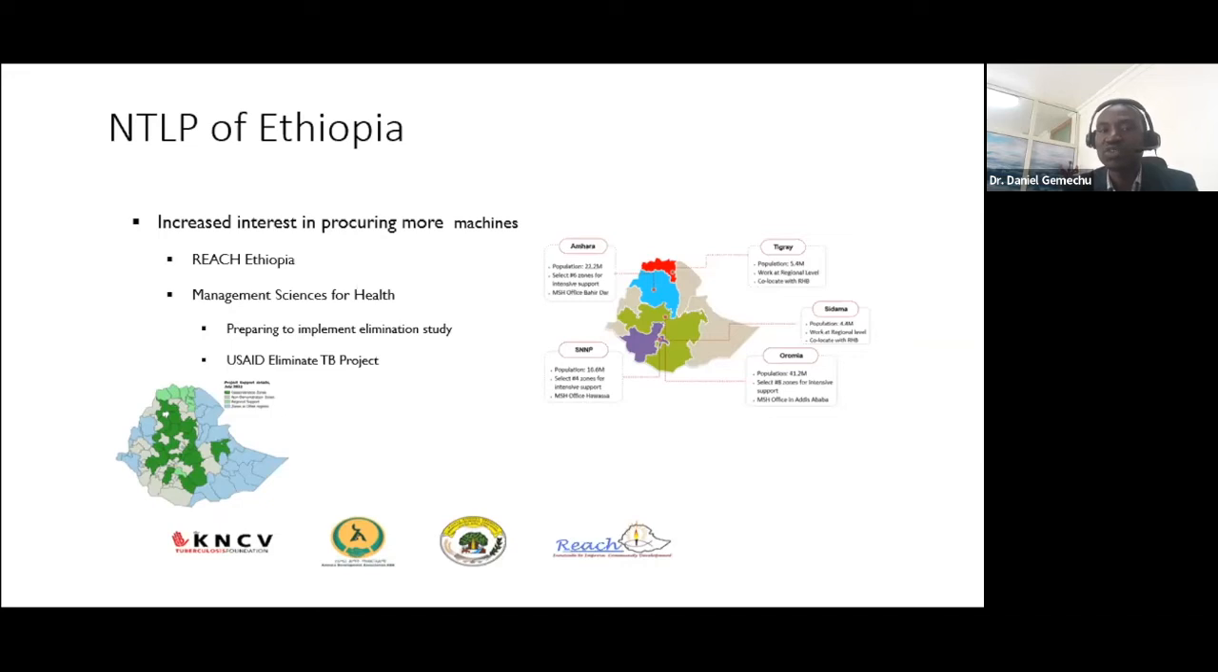And in addition, we have more interest in using it for TB elimination studies, and also to increase access to screening in pastoralist communities, which are highly mobile. So this is the scope of areas we are working in, and the increased interest within the country to use the advanced technology, which is AI mounted. Next slide.